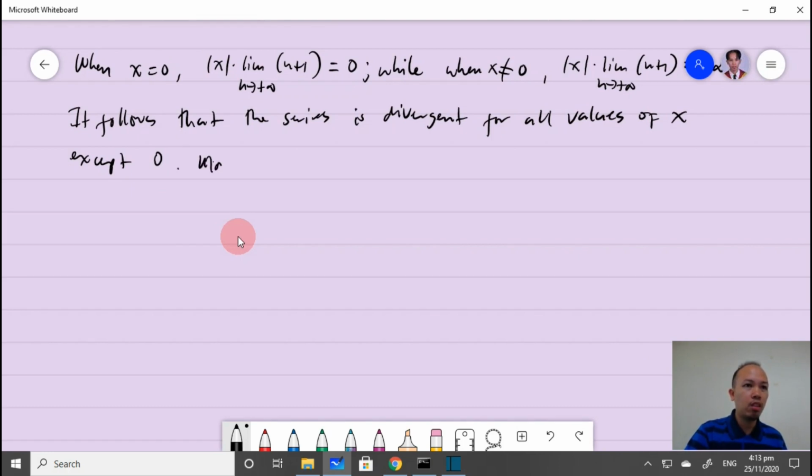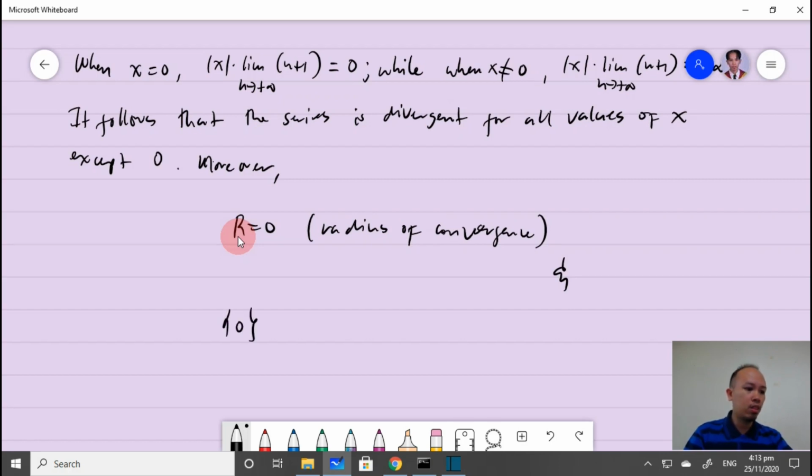Since we are going to find the radius and the interval of convergence, we are going to state it here. Moreover, our R here is 0. This is the radius of convergence. And the interval of convergence is this set, the singleton {0}. Okay, so we are done with example number 1.